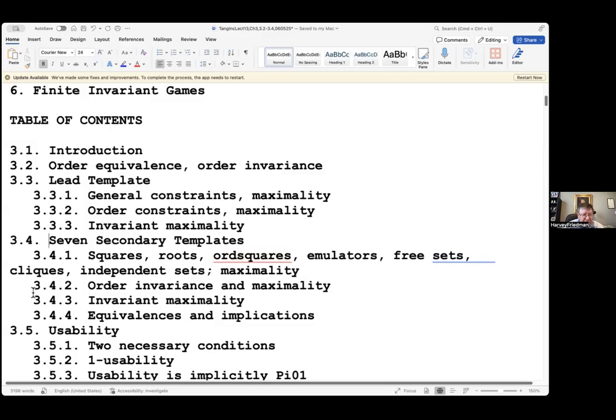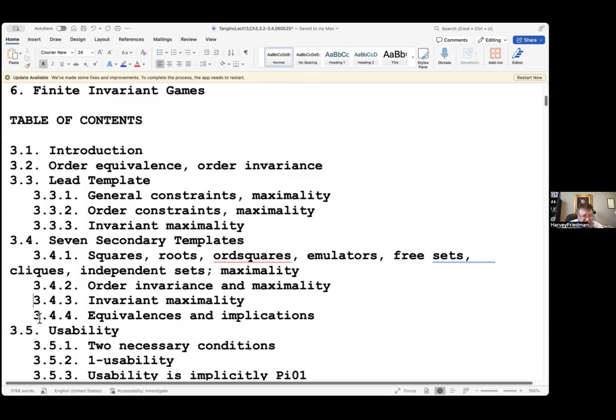First we talk about the boldface part, and then we talk about the part we really care about, which is the lightface part, so to speak. And then we have invariant maximality. So these are now going to be the secondary templates. The seven secondary templates are in here. And actually, we don't quite get to this today.